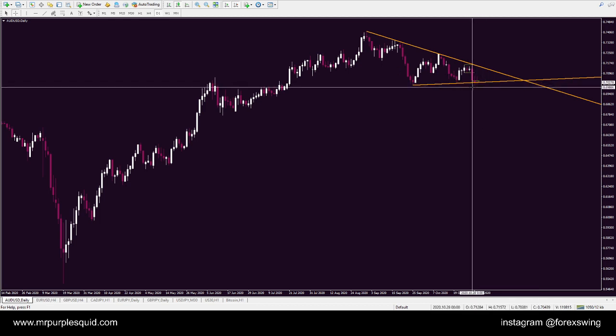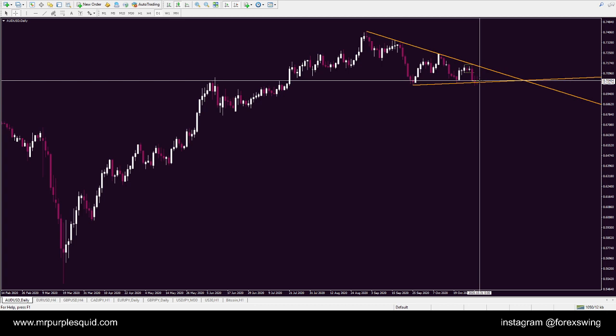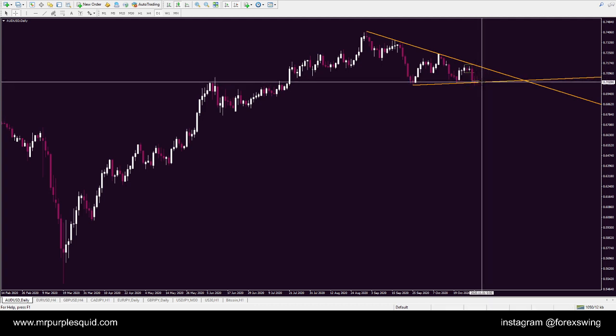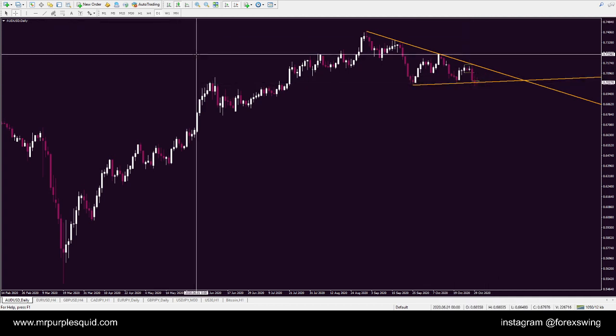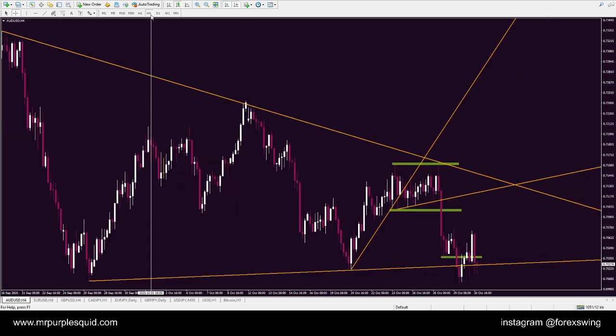So definitely, I'm interested in a break of this here, or a break of, let's say, although you guys would be aware that I don't trade bounces off trend lines or resistance or support, right? But the bounce will sometimes coincide with a trend line break, right? So let me take a close look on H4.